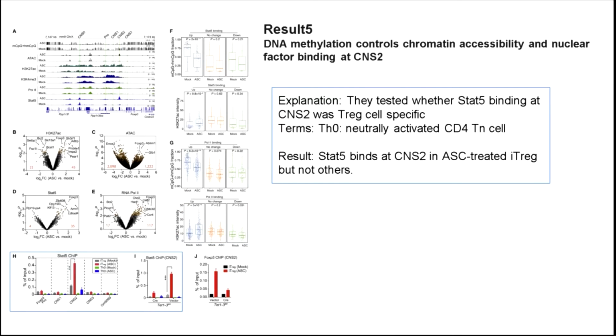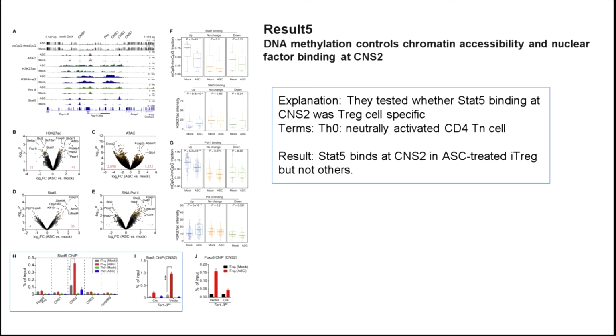To test whether STAT5 binding at CNS2 was Treg cell specific or not, they compared MOC and ASC treated Th0 cells and iTreg cells. Figure A shows that there is STAT5 binding at CNS2 in ASC treated iTreg cells, but relatively not in MOC treated iTreg cells, or ASC treated Th0 cells.